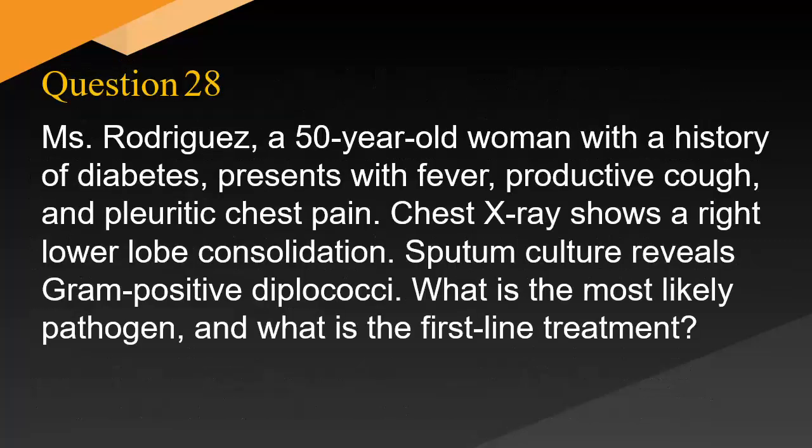Ms. Rodriguez, a 50-year-old woman with a history of diabetes, presents with fever, productive cough, and pleuritic chest pain. Chest X-ray shows a right lower lobe consolidation. Sputum culture reveals gram-positive diplococci. What is the most likely pathogen, and what is the first-line treatment?